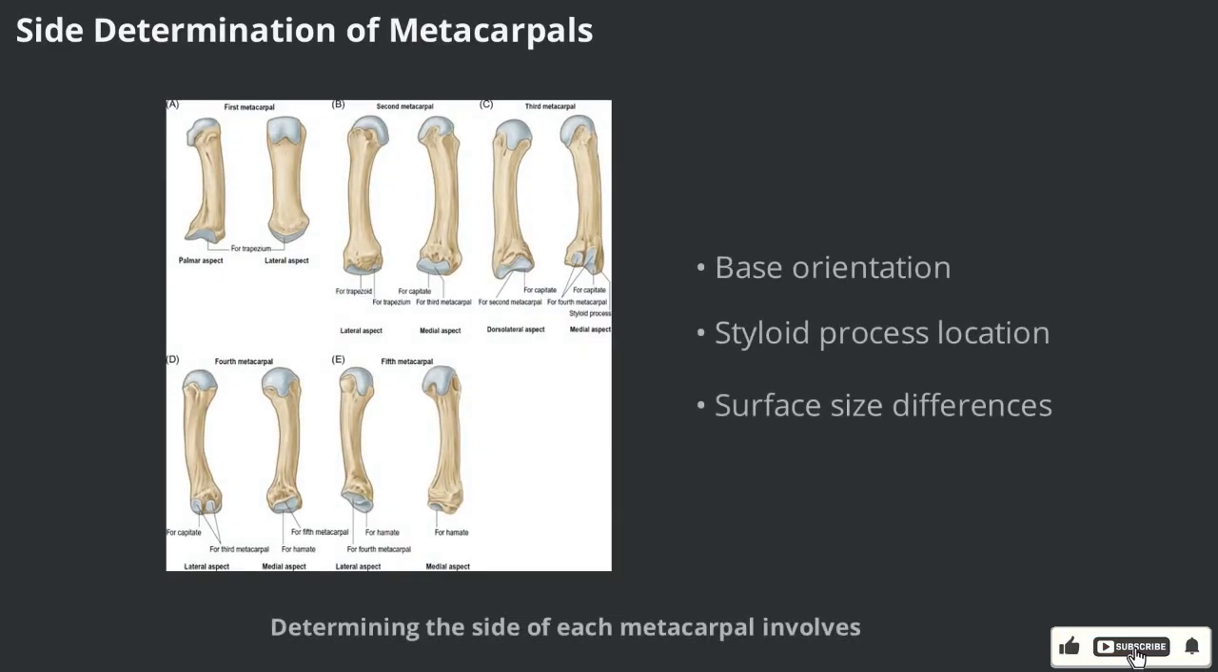Determining the side of each metacarpal involves examining the shape and orientation of the base, shaft, and head. For example, the first metacarpal's anterolateral surface is larger, while the third's styloid process is dorsolateral. These criteria are essential for anatomical study, surgical planning, and forensic identification.